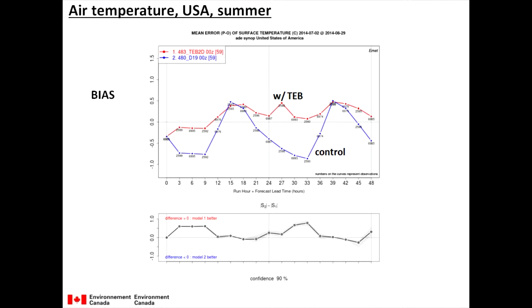And so the HRDPS 2.5 kilometer was tested with the TEB model, and these are some results for the USA. We see an improvement of the bias in the temperature compared to the control experiments. It's not exactly the same result for all the regions, but in general it's very positive.